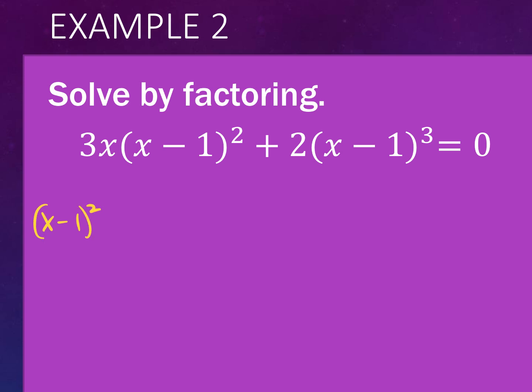So it's almost exactly the same as the last question that we did, but instead of it being x's that we factored out here, it's x minus 1's. So we're going to take out the x minus 1 squared. We're left with 3x plus 2 times x minus 1, because we still have one of them left in there. Does everybody see what I did there? Any questions so far?